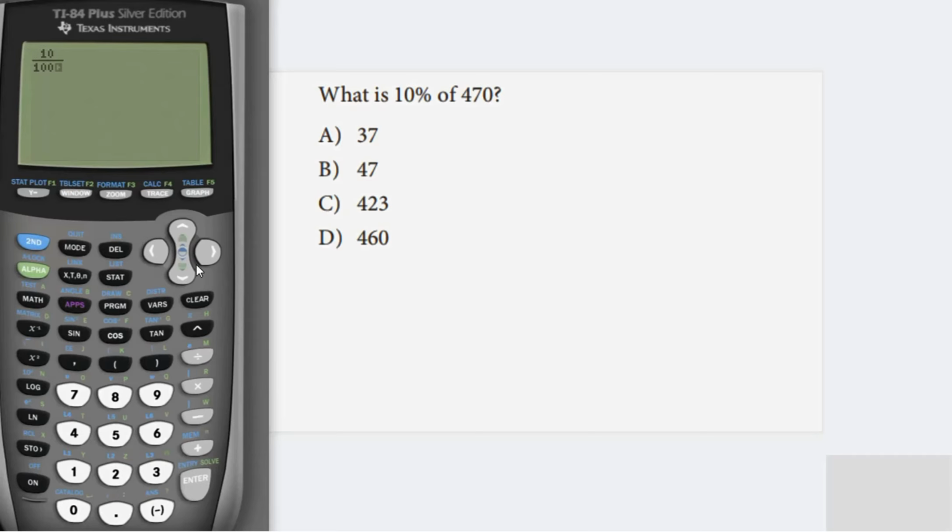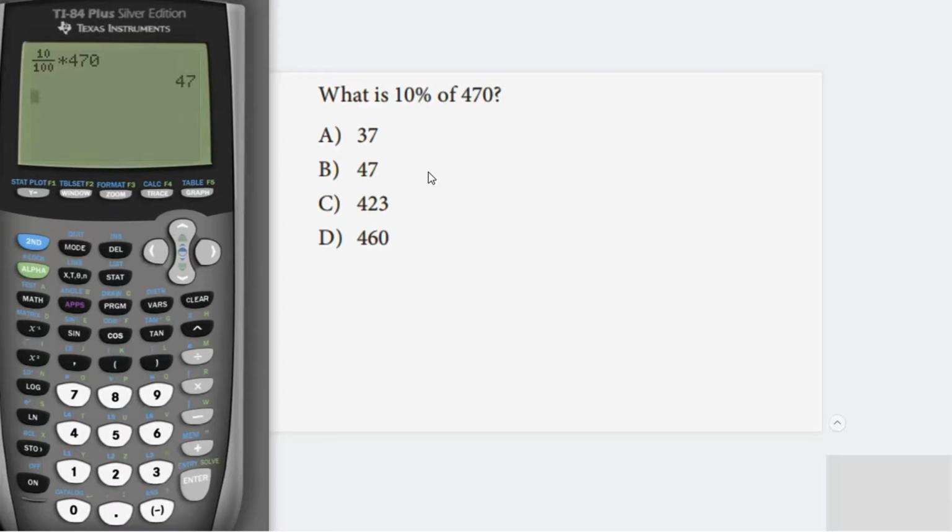Then come to this place to input the multiplication sign, which means times 470, and that will be all. Press enter. Enter signifies equal to on this calculator. Once you press enter, the answer is 47. So the right answer to this question is option B.